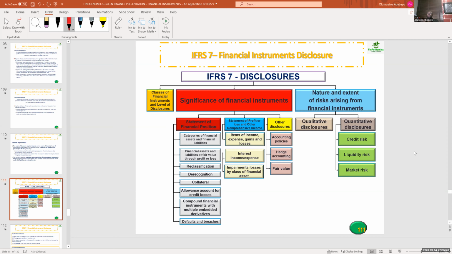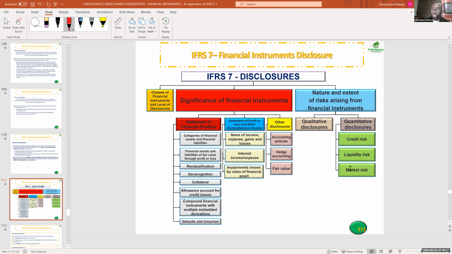Your disclosure comes under 3 levels. The first level is that you disclose the classes of your financial instruments and the level to which you fair value them. Remember, fair value measurement, IFRS 13, talks about the hierarchy level of fair value. Level 1, level 2, level 3.